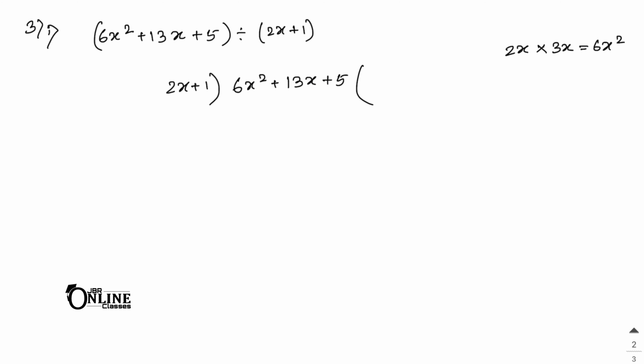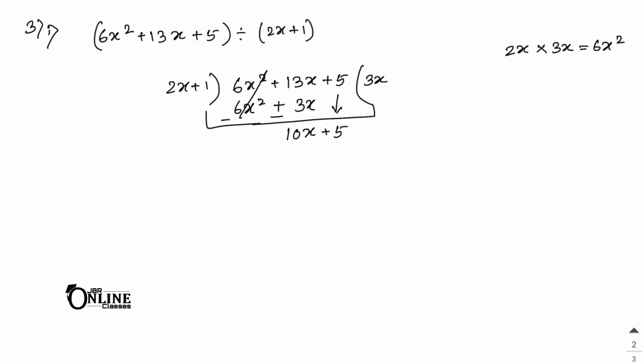So if you multiply this one with 3x, 3x into 2x becomes 6x square. Then 3x into 1 becomes 3x. You have to equal only the first term, no need to see the second one, remember that. So now here minus, so 6x square cancel out. Now 13x minus 3x becomes 10x, and then here plus 5.